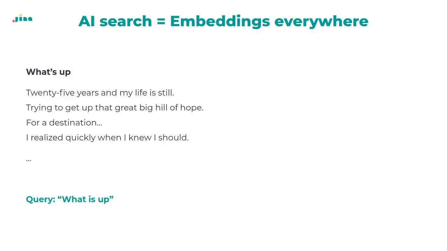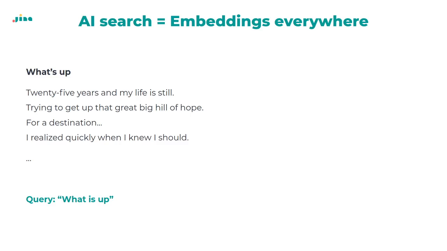So what does AI search now mean? It's a big buzzword, but what does it mean? In the end, it means embeddings are everywhere. So let's have a look at the example. You want to search for lyrics, and let's think about the title "What's Up" with the text below, and then in the end you want to search with "what is up" and still get the text, the lyric back.